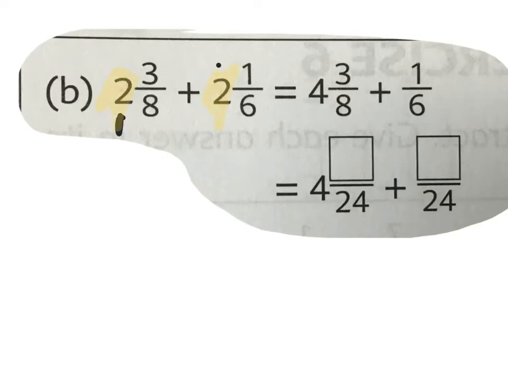2 plus 2 equals 4. So we can get that out of the way. For addition, you can do that. So now we have 3/8 and 1/6. We know that we cannot add those until we have common denominators. The common denominator is 24.